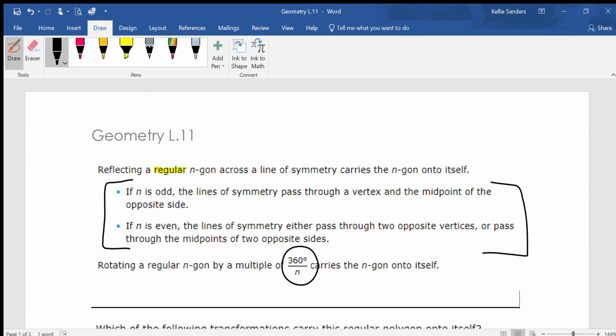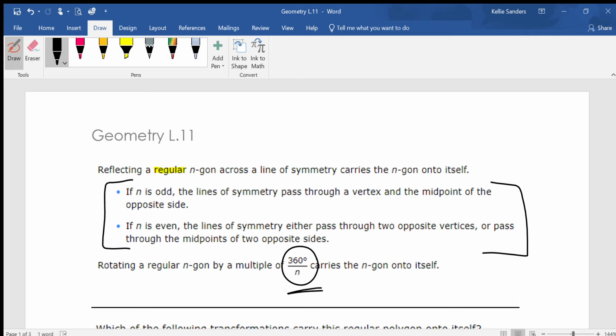Reflecting a regular n-gon, and an n-gon just means a polygon with n sides, across a line of symmetry carries the n-gon onto itself. If n is odd, so if the number of sides is odd, the lines of symmetry pass through a vertex and the midpoint of the opposite side. I'll explain that better in just a minute. If n is even, or if you have an even amount of sides, the lines of symmetry either pass through two opposite vertices or pass through the midpoints of two opposite sides. Again, I'll explain that in just a little bit. This is what we're really going to be using for the most part.